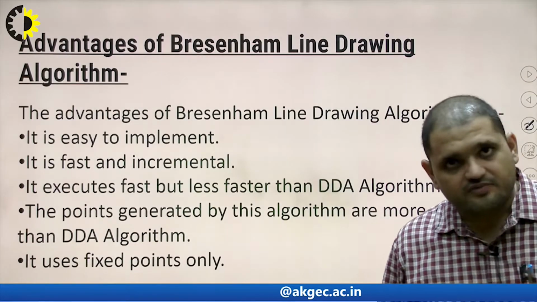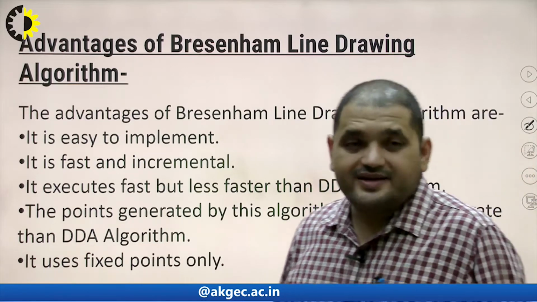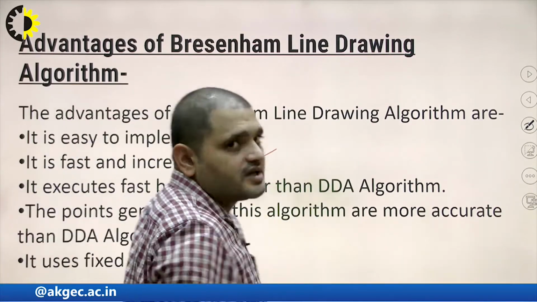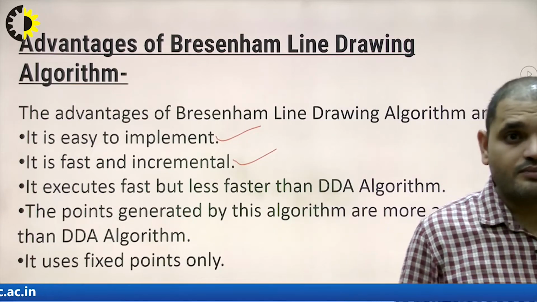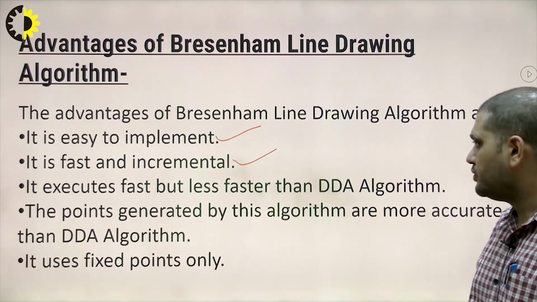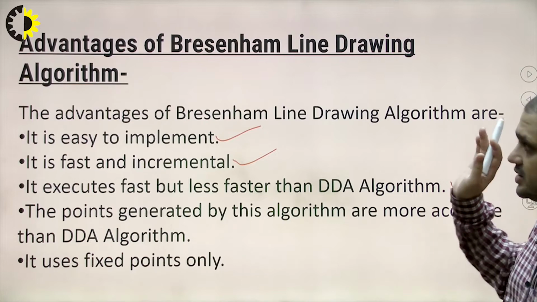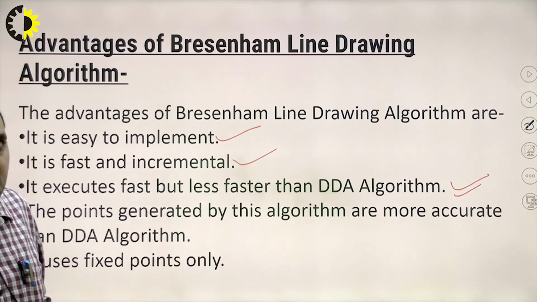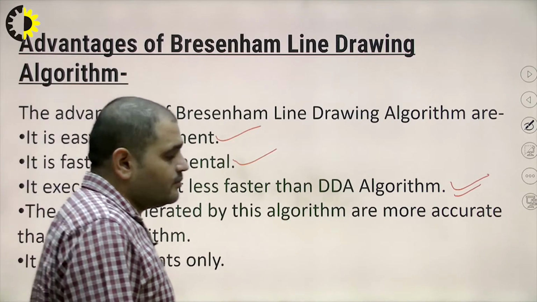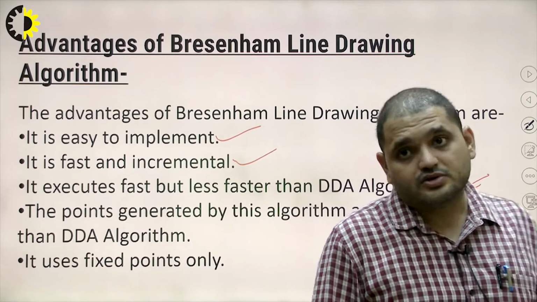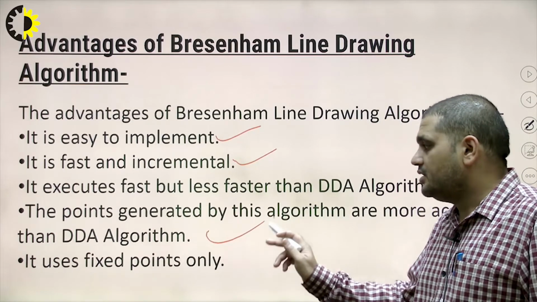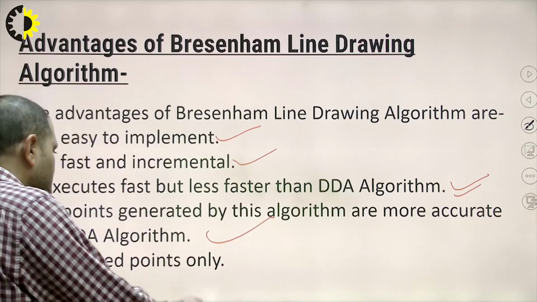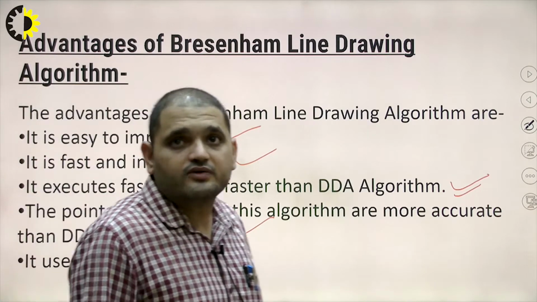So what are the advantages of Bresenham's line drawing algorithm? It is easy to implement, fast and incremental. It executes fast, but less fast than the DDA algorithm. The points generated by this algorithm are more accurate than the DDA algorithm. It uses fixed points only, so only fixed points are used in this line drawing algorithm.